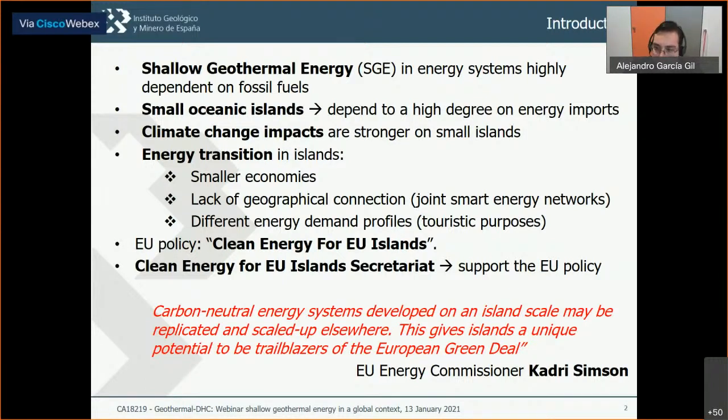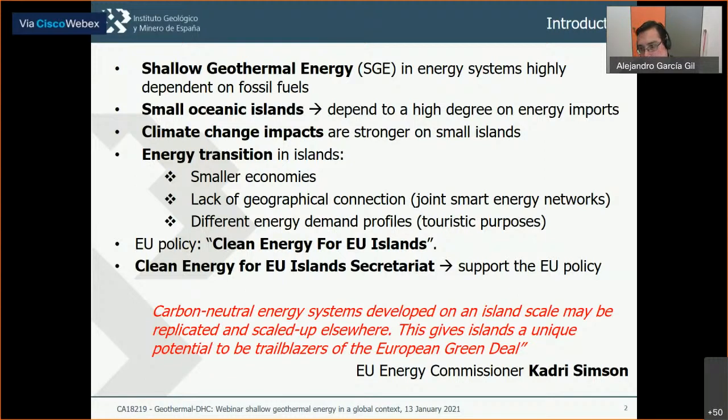Moreover, energy demand profiles might be different from mainland regions when islands are used for touristic purposes. For all those reasons, in 2017, the European Commission, together with 14 EU member states, signed the political declaration on clean energy for the EU islands. The declaration emphasized the integration of local renewable energy sources together with empowerment of island communities so that they become a part of their own energy transition.